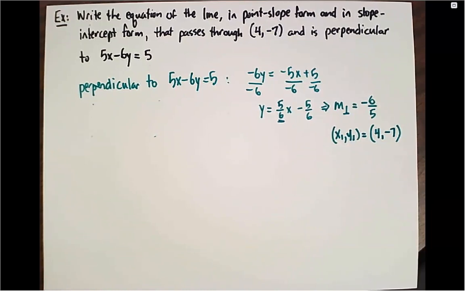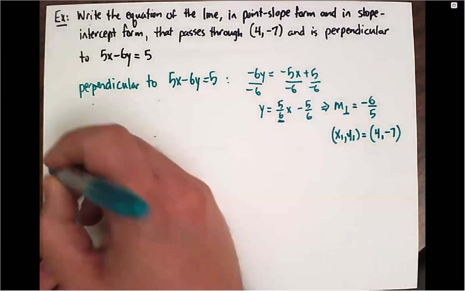So it's a lot easier when they give it to you in slope intercept. You don't have to do this step. You just look at it and figure out what it is. But if it's in standard form, you've got to put it in slope intercept form first to get the original slope. And then once you have the original slope, you've got the other.